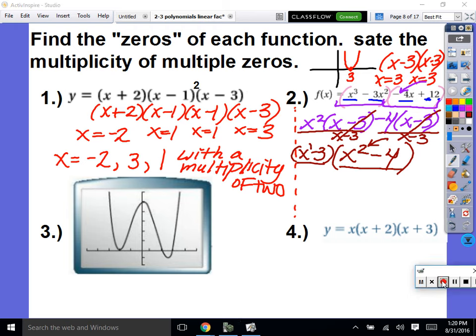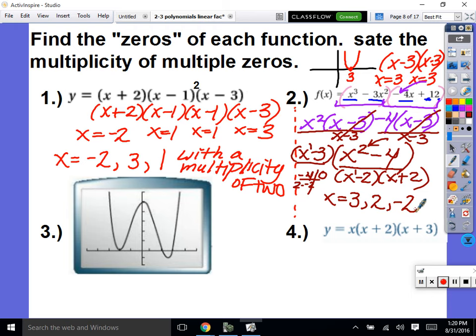All right, so we do what multiplies to be negative 4 and adds up to be 0, 2 times negative 2, right? We can quick factor it, so this factors to be x minus 2 times x plus 2. So we have x minus 3 times x minus 2 times x plus 2, right? So we have x is equal to, now they're all linear, x equals positive 3, x equals positive 2, right? And x equals negative 2. Those are the zeros. No multiplicity there.